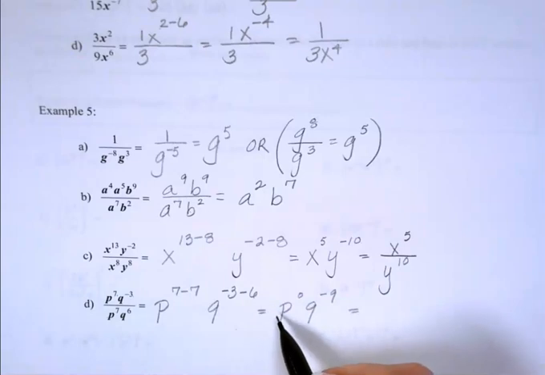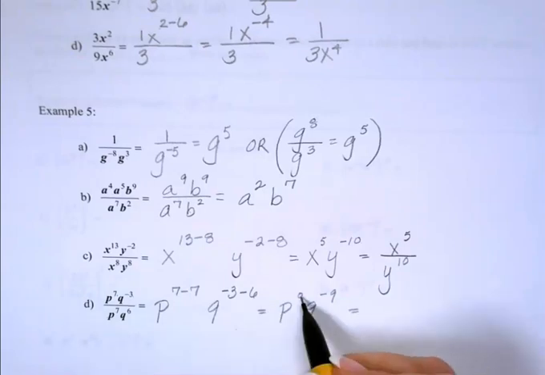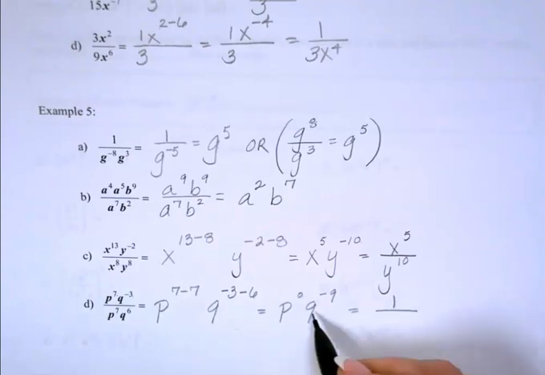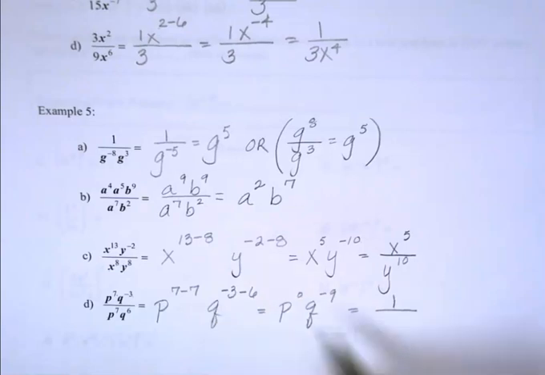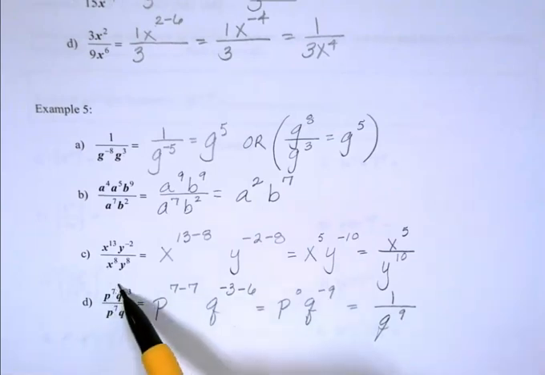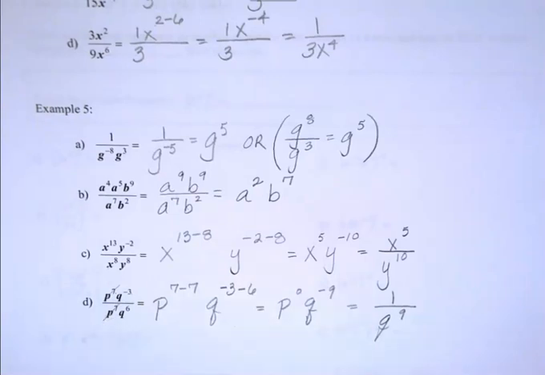Remember from yesterday's notes, p to the 0, anything to the 0 is 1. And the q to the negative 9 will flip to the bottom. And it'll be 1 over q to the positive 9. And if you notice here, p to the 7th over p to the 7th, those would just cancel. That would be 1. And that completes the notes.